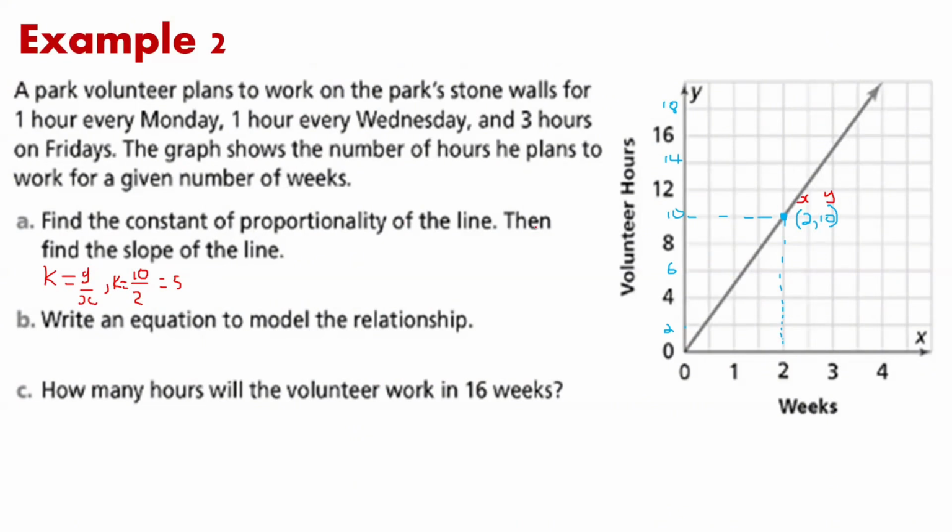Now, the other part of the question says that we should also find the slope of the line. As mentioned in a previous video, once the graph is a proportional graph, the constant, the slope, and the unit rate are the same. So if the constant is 5, this means that the slope is also going to be 5. Now, we are going to use rise over run to show you that the slope is the same as the constant. All right, so to use rise over run, again, we need 2 points on the graph.